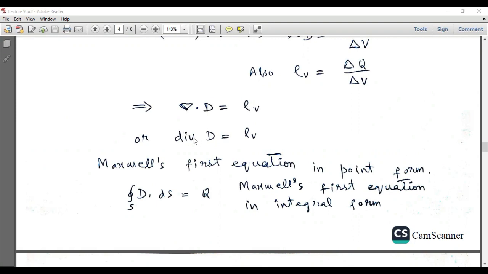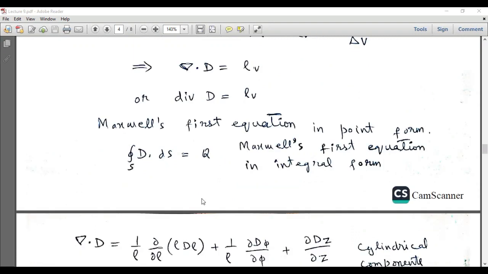So that is what we have obtained by this derivation, and this is also called Maxwell's first equation in point form. So Maxwell's first equation in point form is del dot D, or divergence of D, is equal to volume charge density. And Maxwell's first equation in integral form is written over here, and it is the mathematical form of Gauss's law. So D dot dS closed surface integral is equal to the charge enclosed, and this is called Maxwell's first equation in integral form, and this is called Maxwell's first equation in point form.